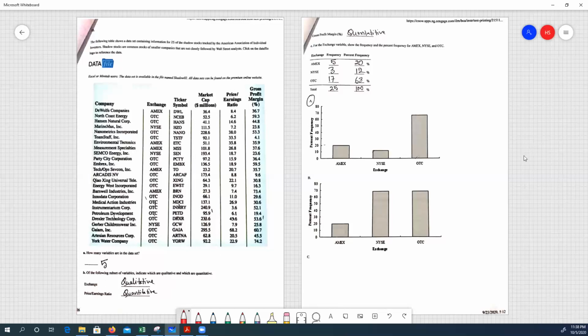And sometimes you will see some numbers for variables, but they are not quantitative. I'm not going to discuss that one. For example, okay.